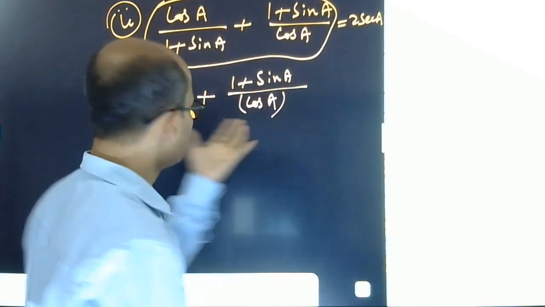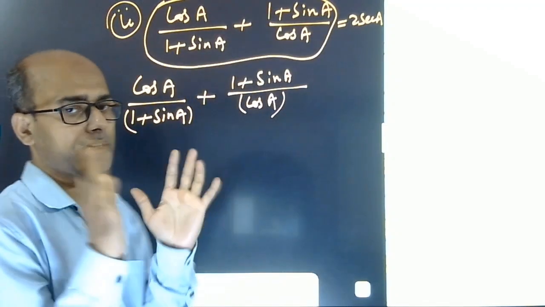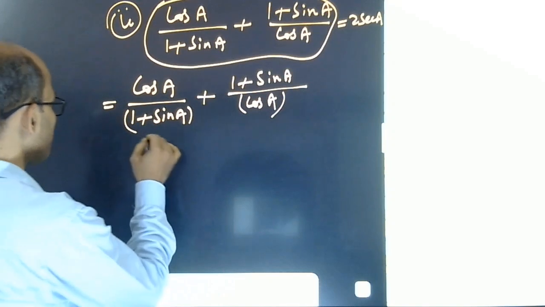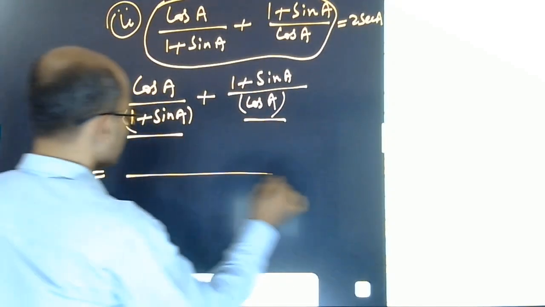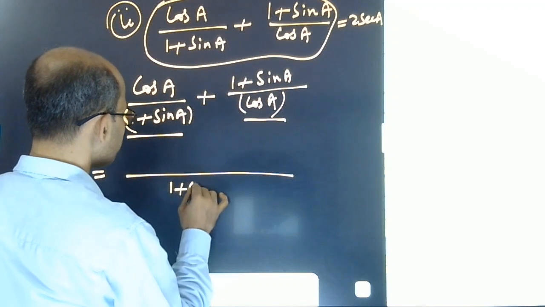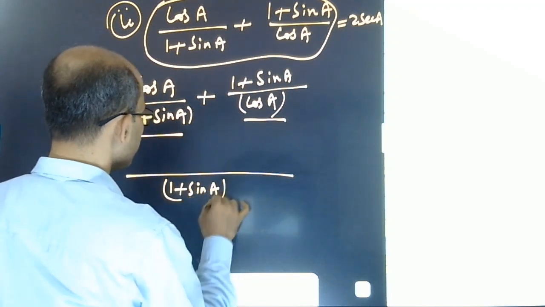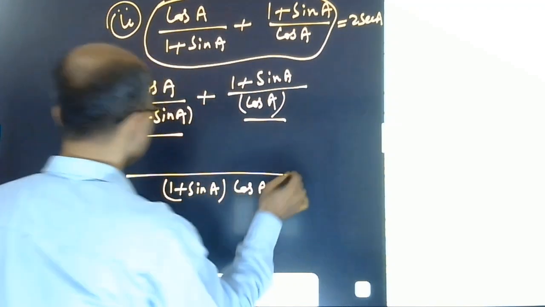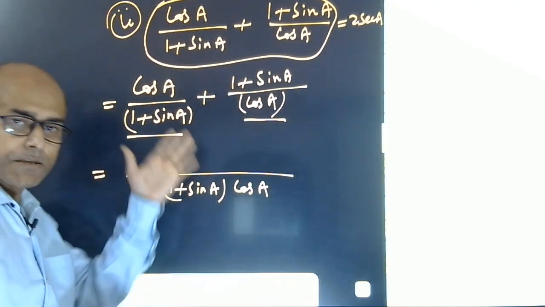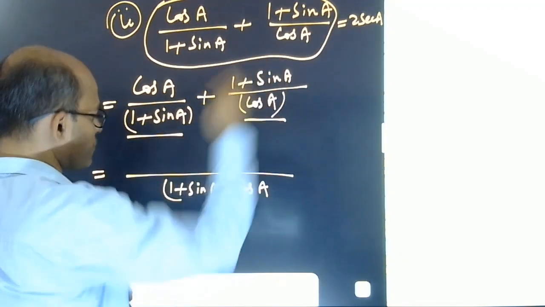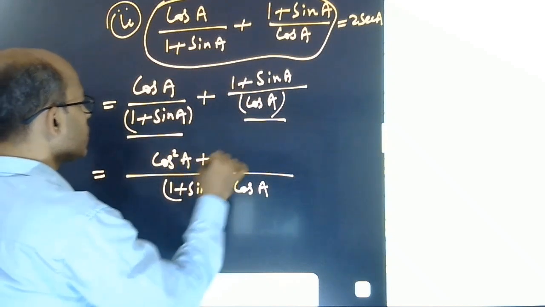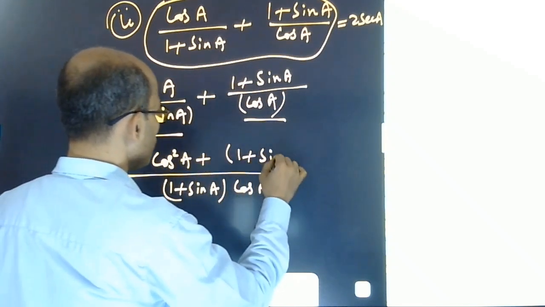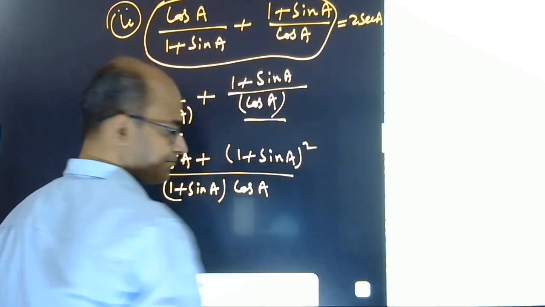Exactly in the same manner, if you see here 1 plus sin A in the denominator and cos A in the other denominator, these two have nothing common other than 1. That's why these two terms will be multiplied to each other. How much is it going to give? It is going to give 1 plus sin A times cos A, and we are required to just multiply crosswise.